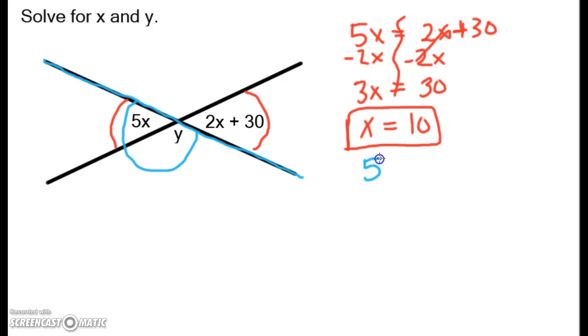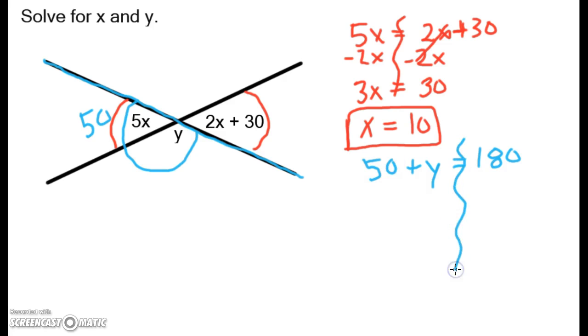But if you write 5x plus y equals 180, we don't really have a way to solve an equation that has two variables in it. So I need to try and get rid of one of those variables. Well, I know that x is equal to 10. So I can take this 10 and plug it in right here. 5 times 10 is 50. So now, instead of 5x, I can actually erase that, and I can change it to a 50 because I know that 5x is equal to 50.